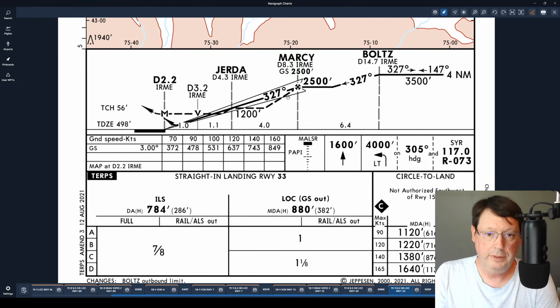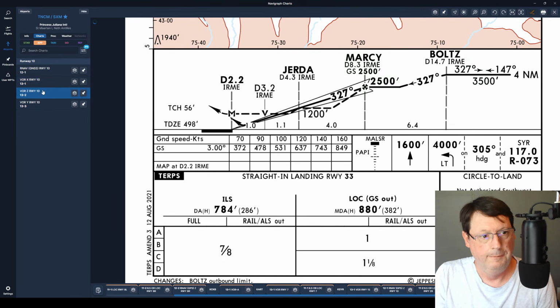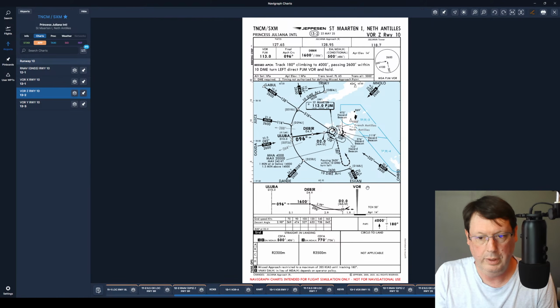So the old timers dive and drive. I don't like dive and drive. And as a matter of fact, let me show you one of the newer ways to do it, which makes a heck of a lot more sense. This is the VOR Zulu runway. Do they have it? Yes, they do. This is the VOR Zulu approach into St. Martin.